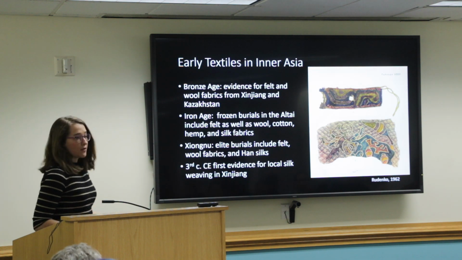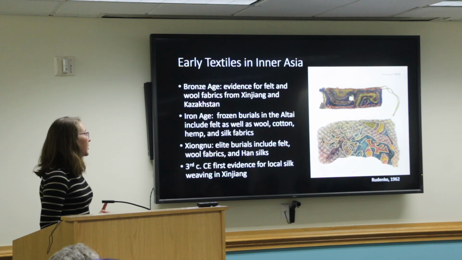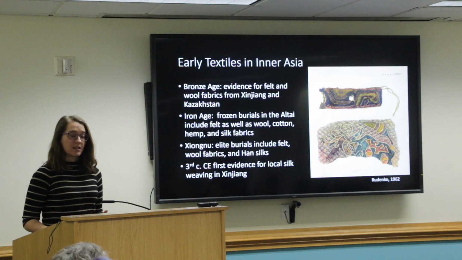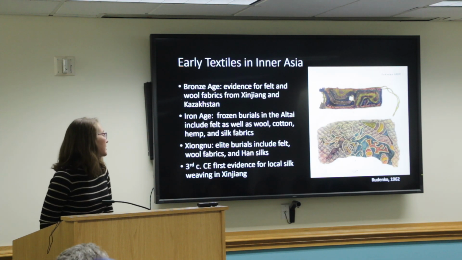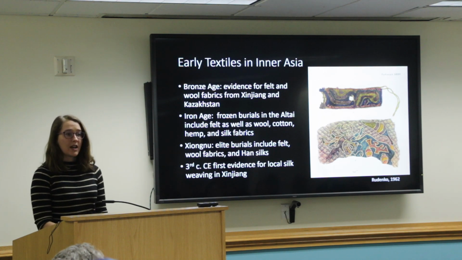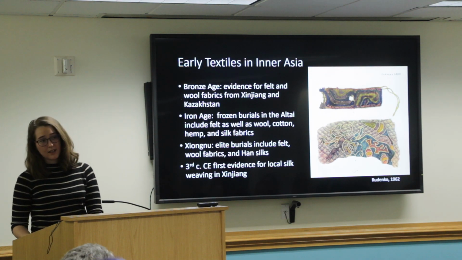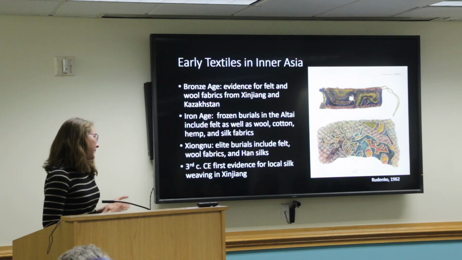So in the Altai, these are frozen contexts, so really excellent preservation that show the beginning of these imported materials. So there's some silk, there's embroidered silk found in Pazyryk burials, but there's also woolen fabric, there's cotton fabric, which is also an import, but not from China at this time. It would have been from the West or from India.